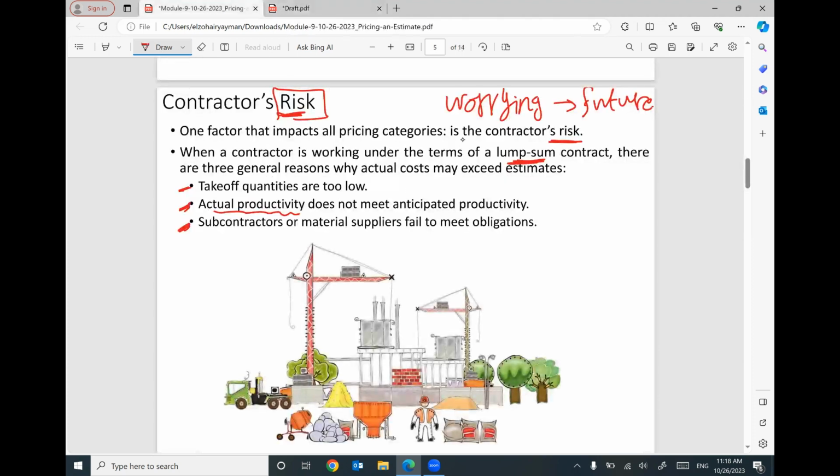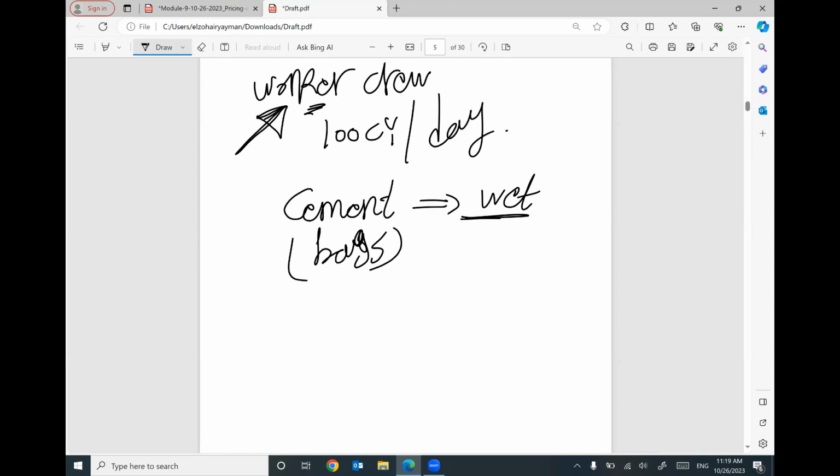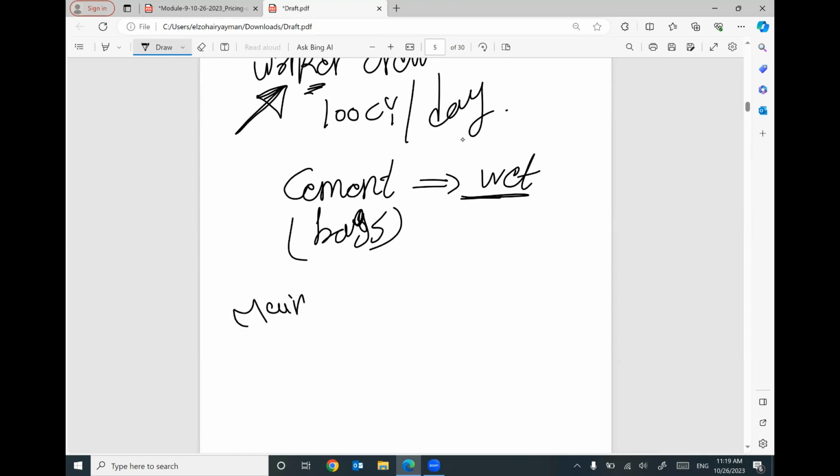That makes sense? So the actual productivity does not meet anticipated productivity. Subcontractors or material suppliers fail to meet obligations. Like today, in this wet weather, we cannot deliver cement because the rainfall will destroy the bags of cement. Or there is maintenance on the highway and the truck cannot drive to the site that day. So we can expect a delay.